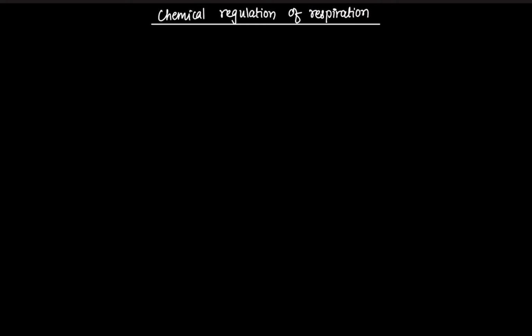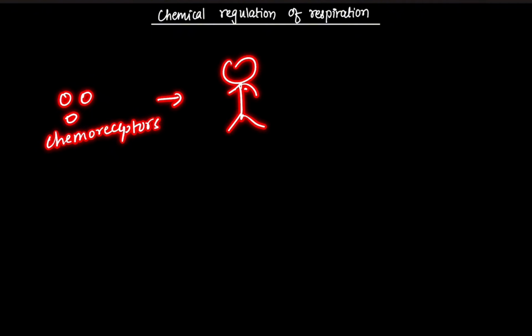The chemical regulation of respiration includes a variety of chemoreceptors, right? Chemoreceptors are various types of receptors that detect changes in various chemicals in our blood, that indirectly or directly affect our respiratory system. There are various chemoreceptors located in various parts of our body, maybe at the level of the aorta, maybe at the level of the carotid arch, or at the level of the medulla.